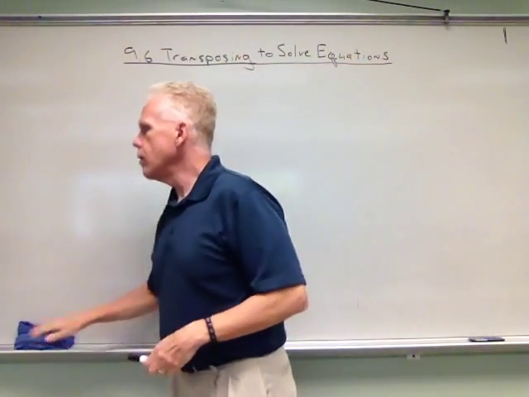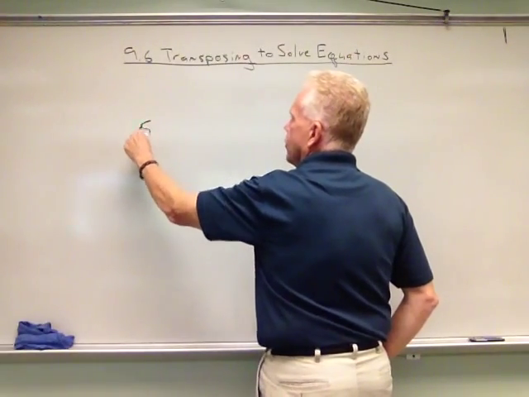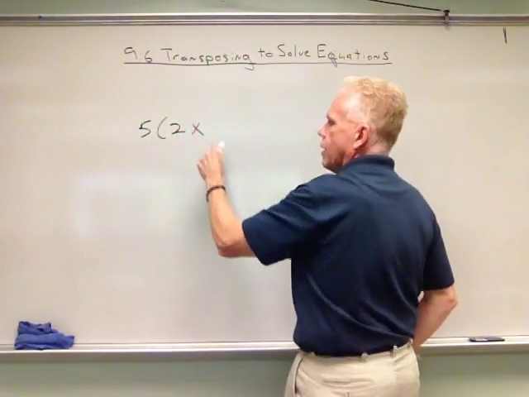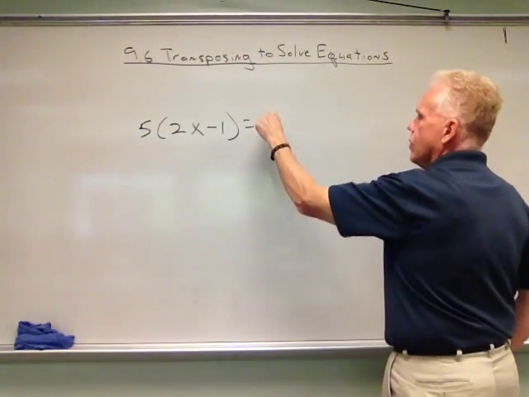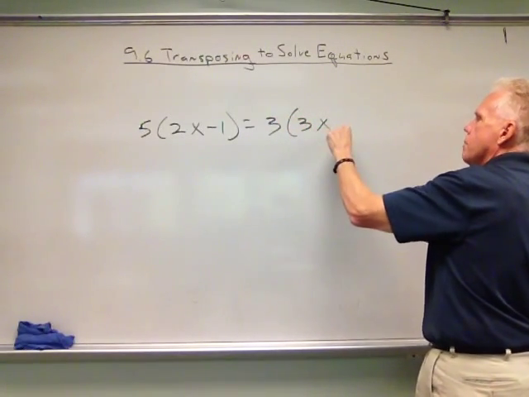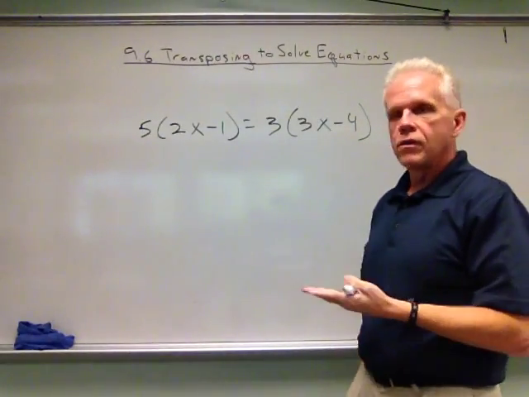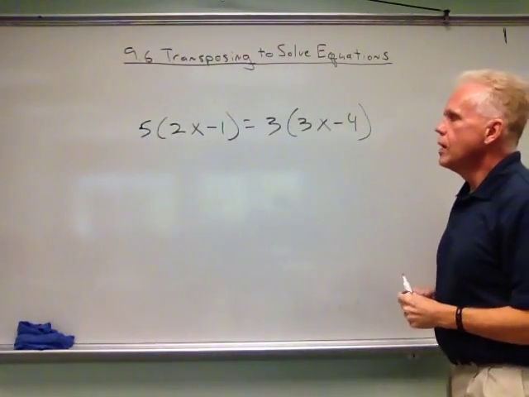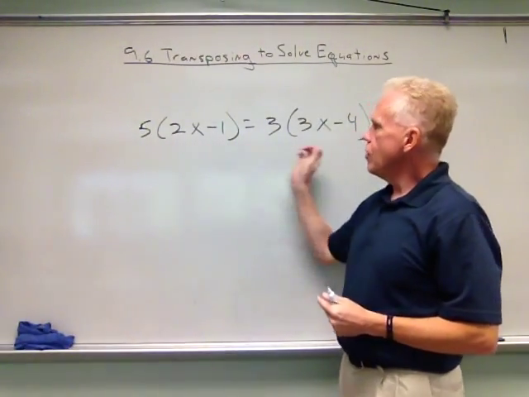Let's do a couple more. I think this time I want to do one that's a little more complex. We're going to do 5 times 2x minus 1, and we'll say that equals 3 times 3x minus 4. So this time we've got a little more complex equation here. In fact, what we see is parentheses here, parentheses here.